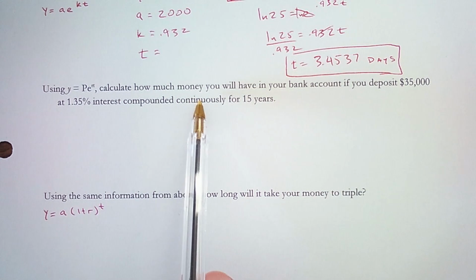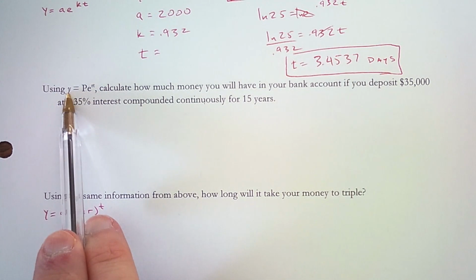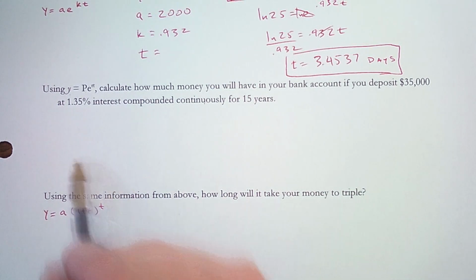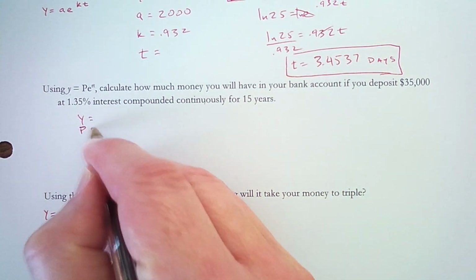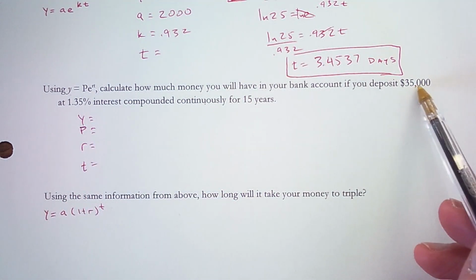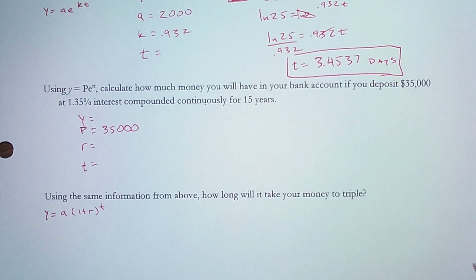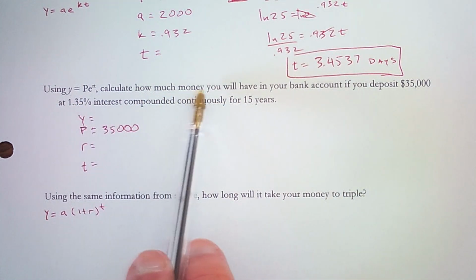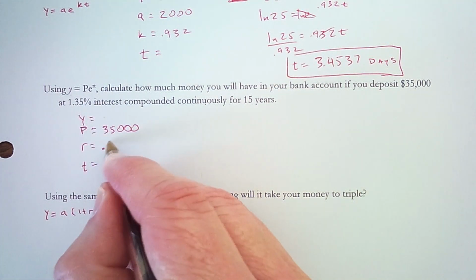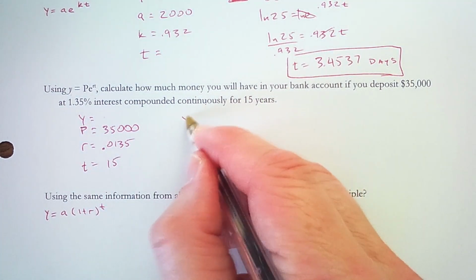Next, we are going to have interest compounded continuously, and that's this formula, y equals Pe to the rt, where y is the ending amount, P is the starting amount, r is the interest rate, and t is time. We're depositing $35,000, so that's P, the principal or the beginning amount. How much money will we have in the end? So that's going to be y. That's our variable. Our interest is 1.35%, 0.0135, and it's over 15 years.